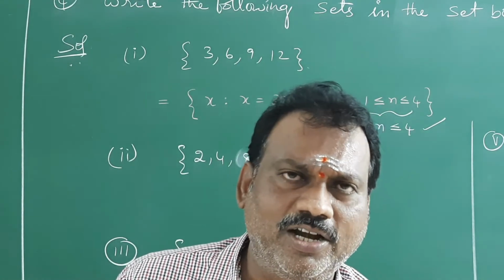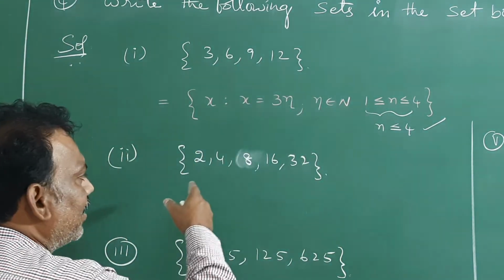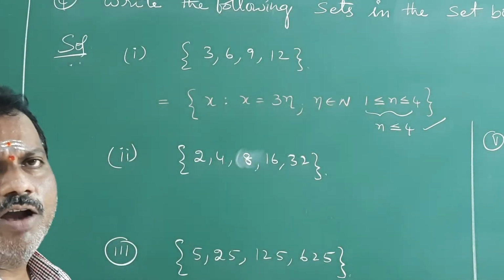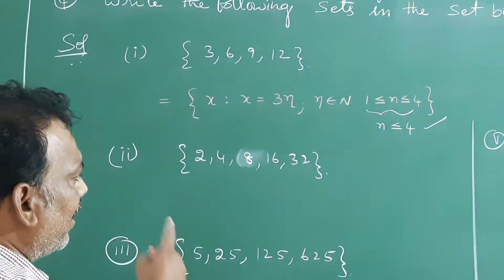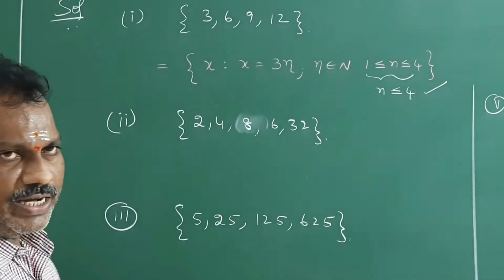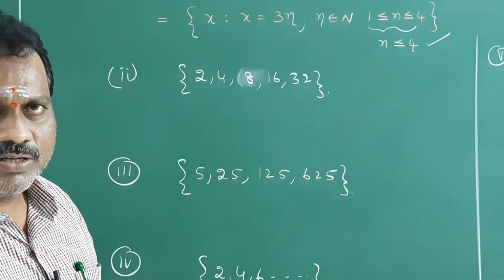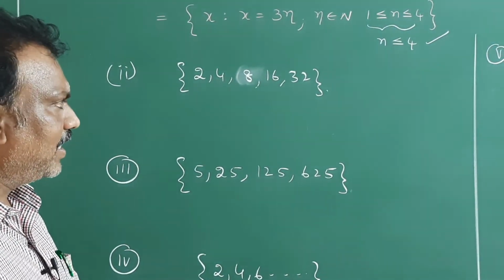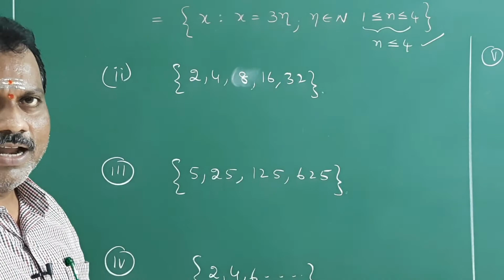Correct, students? Did you understand? Right. Come to the second question. Now you are confident on the second one. The second one also possesses one particular property. Can you observe it? 2, 4, 8, 16, 32. They are not multiples of 2.